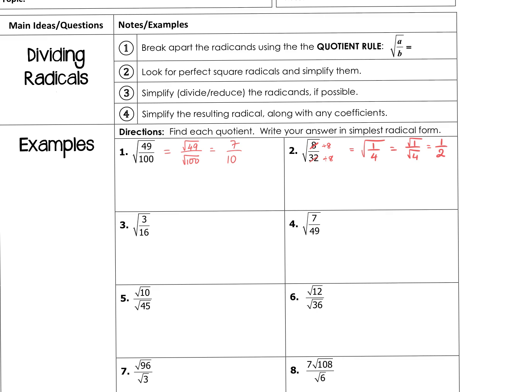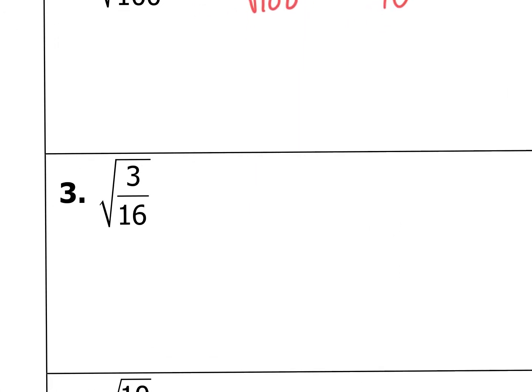All right, number 3. This one, 3 cannot go into 16. So you break it apart, square root 3 over square root 16. Square root 3 is still square root 3. Square root 16 is 4. Cannot simplify anymore. This is my final answer.